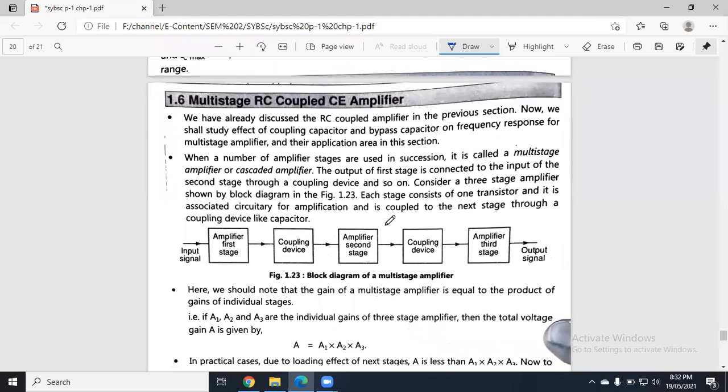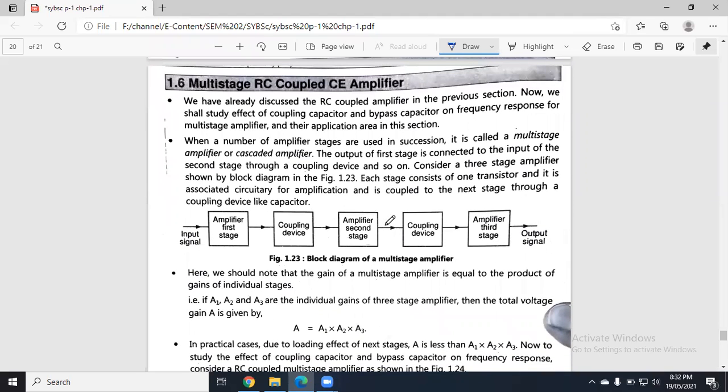Now, once we are done with the single stage RC coupled amplifier, what we have to see is the multi-stage RC coupled amplifier. We have seen single stage. If there is a single transistor and its required components, that will be called a single stage. If we have multiple transistors and their required components, then it is called a multi-stage RC coupled amplifier.